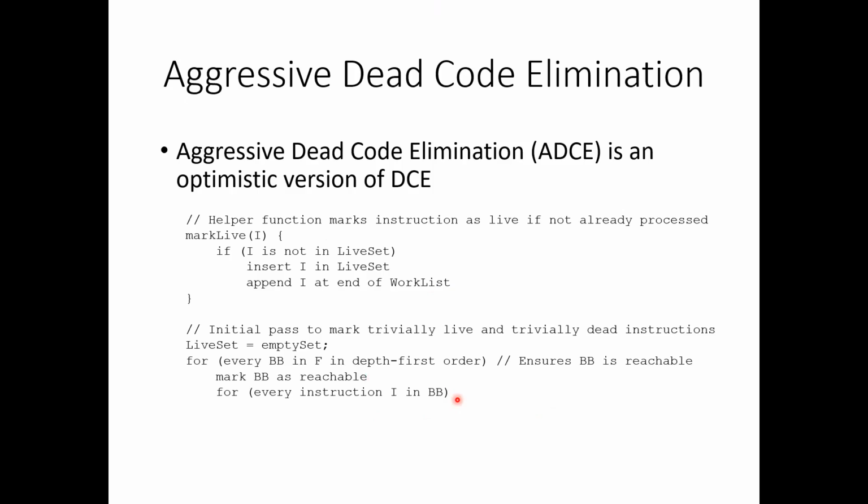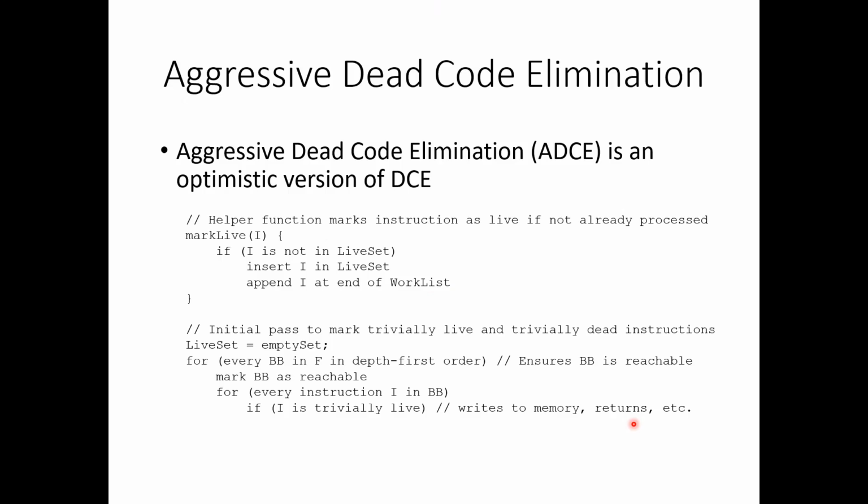I'm going to check, is that instruction trivially live? What do I mean by trivially live? There are certain instructions that we consider trivially live. A store instruction is trivially live because a store instruction obviously impacts the outcome of a program. A return instruction, so if I have an instruction that returns from a function, that's trivially live because it's returning data to our user, and we assume that our user will use that data.